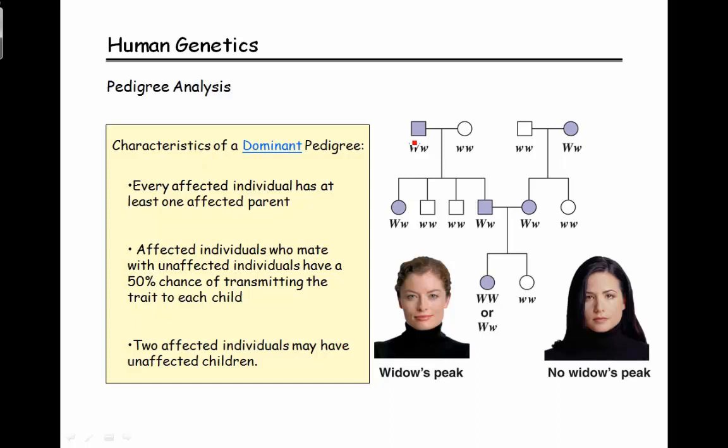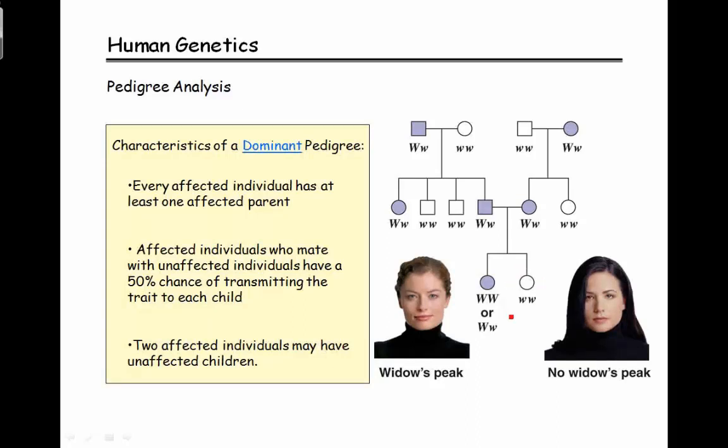So this is not going to be something that skips generations. Many times you hear people talk about things that skip generations. Dominant things do not skip generations. Another characteristic that we typically see when we're looking at a dominant pedigree is it's possible for two parents to both be colored in, and now suddenly there is a child that is not colored in.